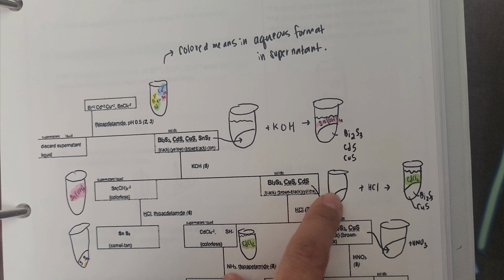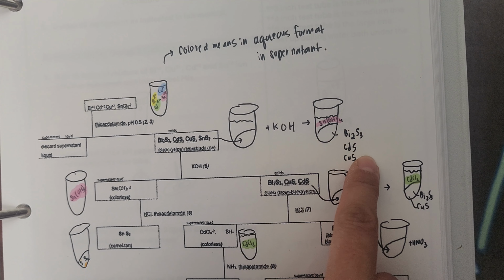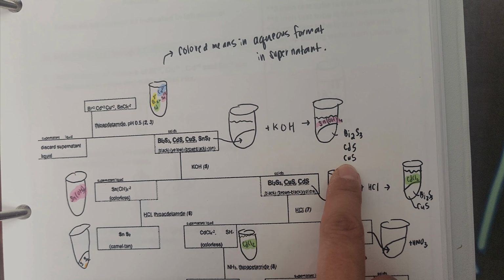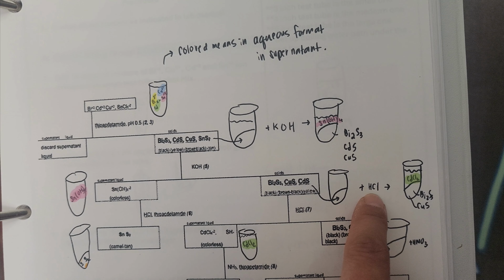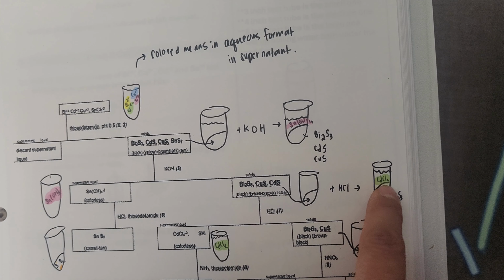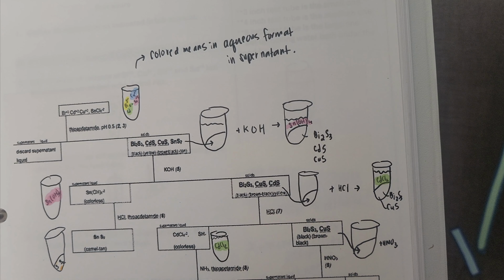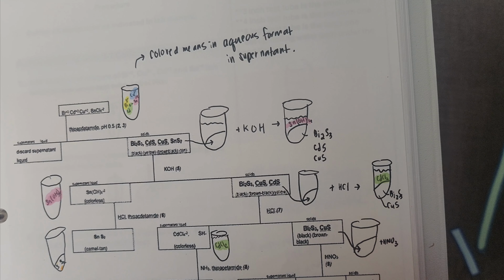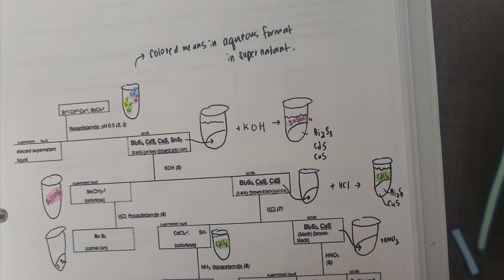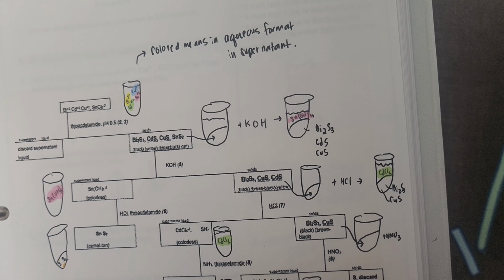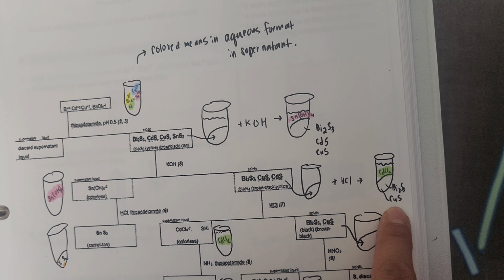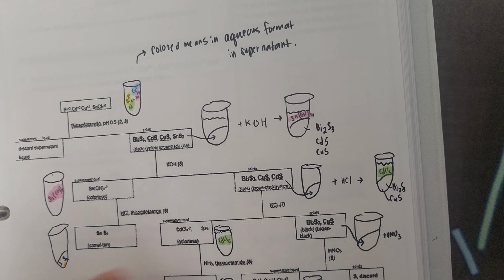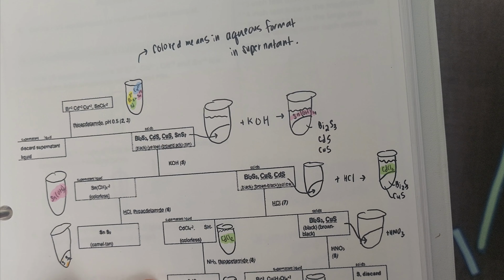On the second time around, we take the rest of these, the rest of the bismuth, cadmium, and copper. That will be in the pellet, but then as soon as we add HCl, the cadmium chloride is the one that's going to be in the supernatant. Then with the leftover copper sulfide and bismuth, we will put it in an acidic environment so that we can eventually separate the bismuth and the copper. So this is just an overall gist of what we'll do.